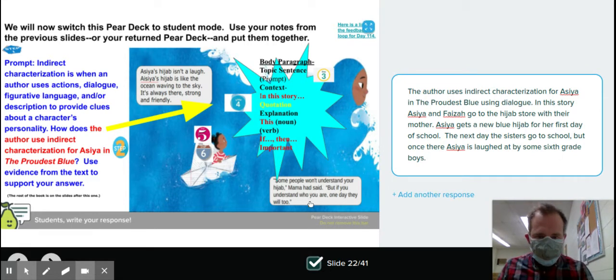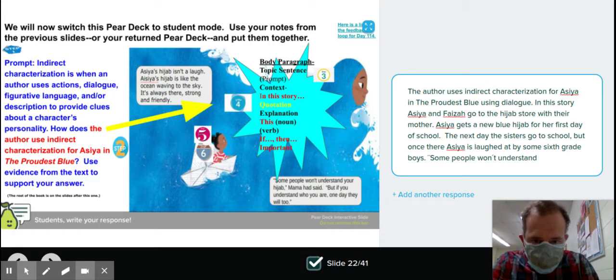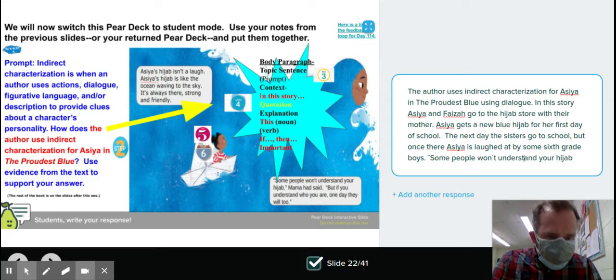So I'm looking over here. You can see the mouse in the hand looking over there. I see some figurative language, but I'm talking about dialogue. So I look at the quotation mark here. I see a quotation mark there. Boom, I got my dialogue. Let's write it. Some people won't understand your hijab. Now, since this is dialogue and also a quote, I have to put quotation marks and an apostrophe here to show that someone's talking and I'm not just quoting someone.